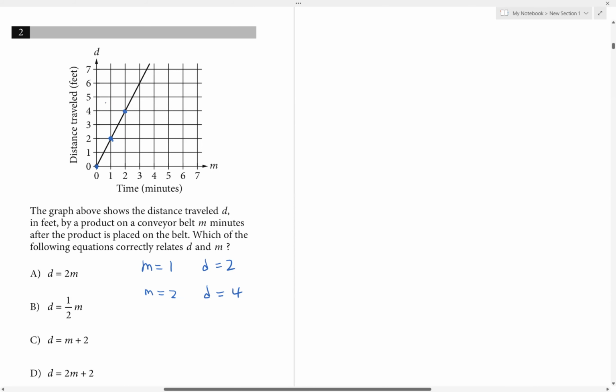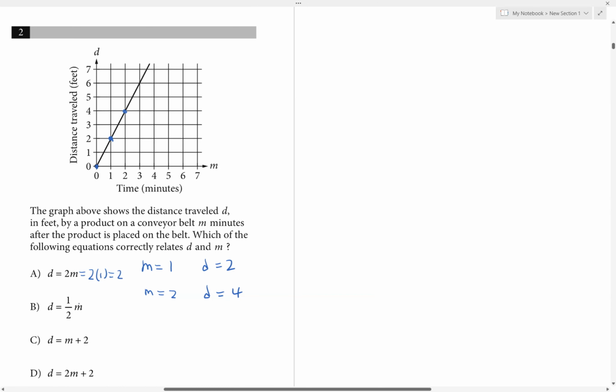So which one correctly relates these two variables? We'll check the answer choices. We could just plug in 1. When you plug in 1 for m, d should equal 2. So which one does that? A will work, because 2 times 1 is 2, so that works.